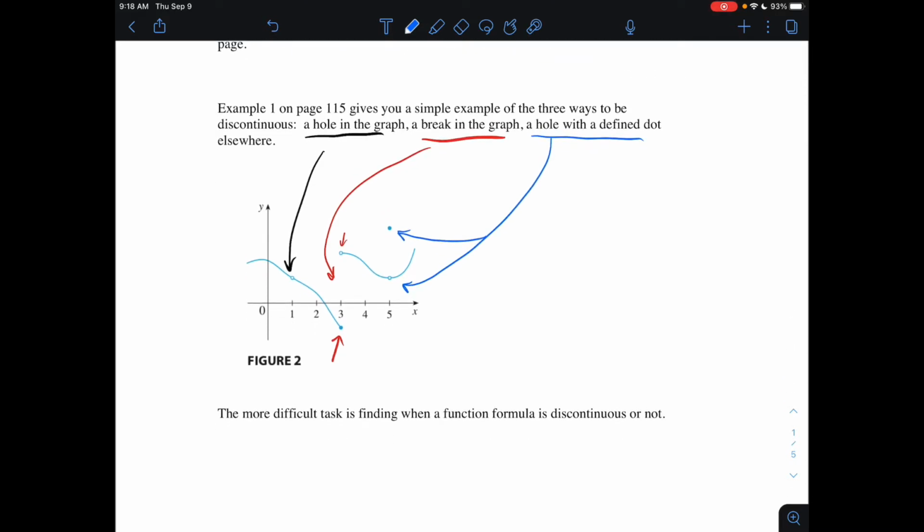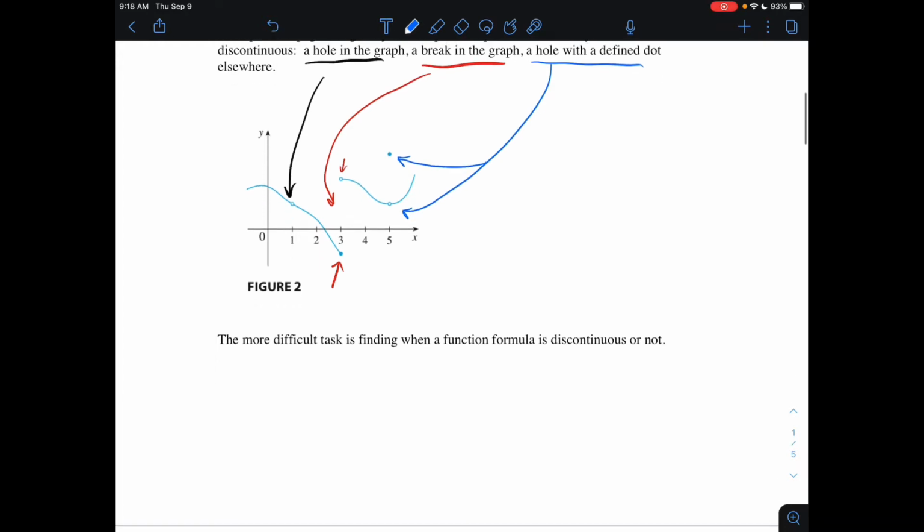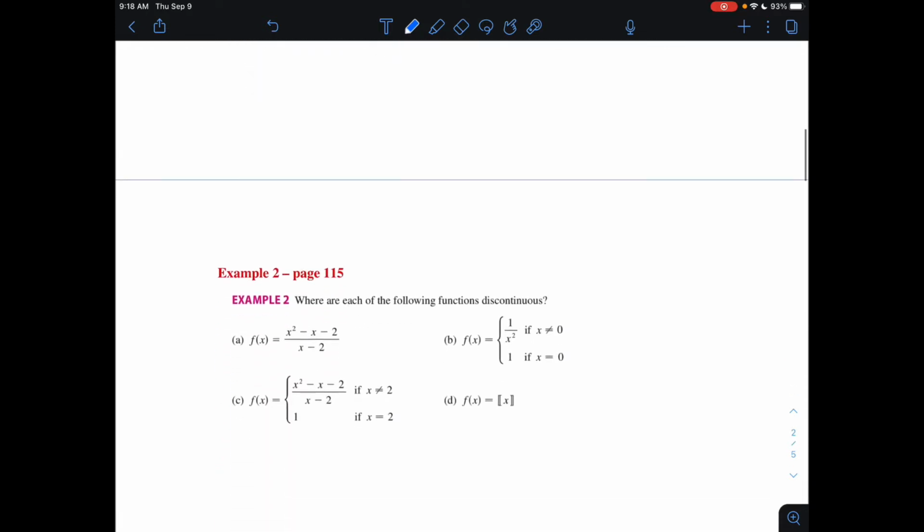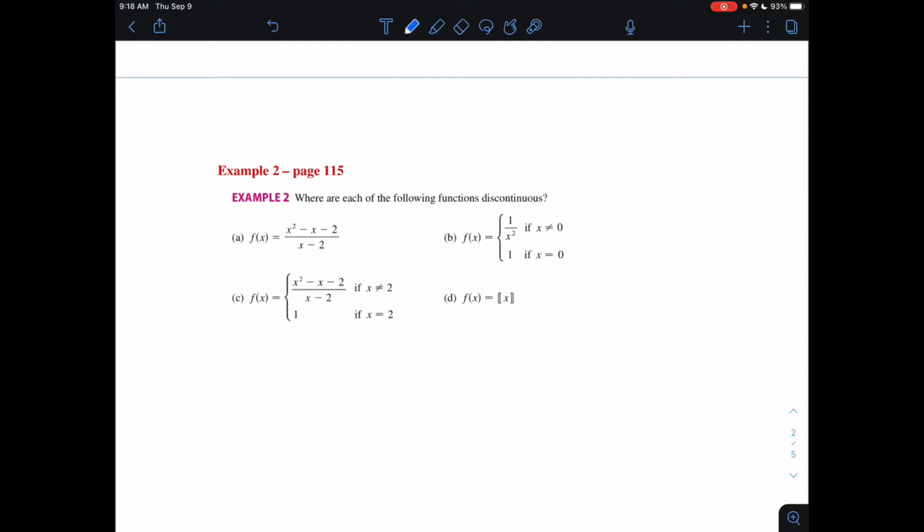The more difficult task is finding when a function formula or an equation that's given for a function is discontinuous or not, or where does it have a discontinuity. So let's look at a few of those in example 2 from page 115. So here's a few different functions, and let's see where each of the following functions are discontinuous. So part A, we're looking at f of x equal to x squared minus x minus 2, divided by x minus 2. This is something that we've seen before.